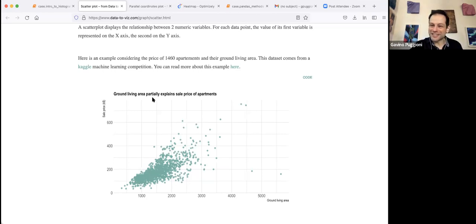Then, of course, there are other confounding variables that we can consider. How new is the apartment? How is it furnished? The quality, the neighborhood. There are many, many things that can play a role. But typically, if you want to have a bigger place to live, you're going to pay more.